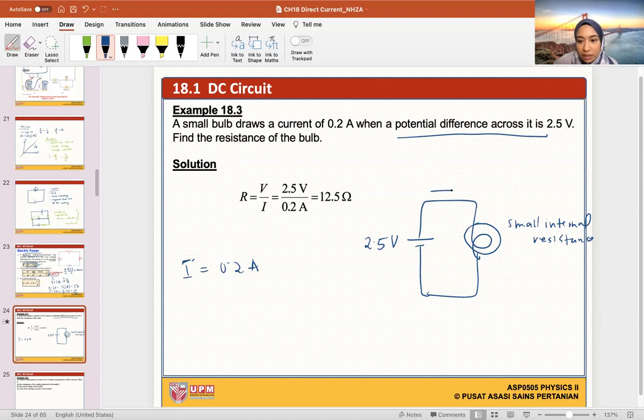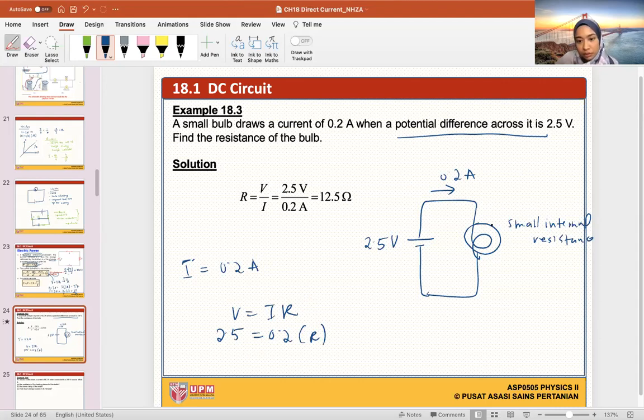So if I say the current flowing through here is 0.2 ampere, it means that according to Ohm's law, we will have some resistance. So according to Ohm's law, V equals IR. Our V is 2.5. Our I is 0.2. And this is the resistance of our bulb. So 2.5 divided by 0.2 is 12.5 ohms.